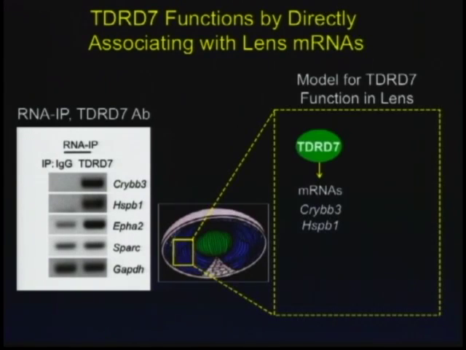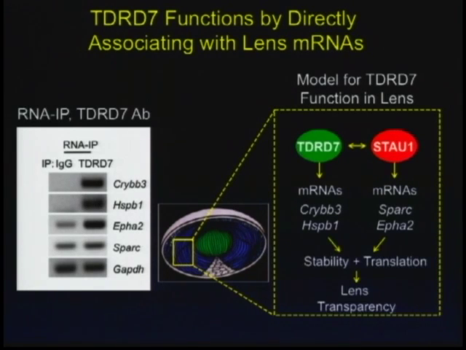So this allows us to generate an elegant model where we think that Tdrd7 protein is directly binding, or in a complex more directly binding, to beta B3 crystallin and HSPB1 transcripts, or through its interaction with Staufen-1 in the lens fiber cells, which interacts with Sparc and EphA2, may be able to stabilize these mRNAs and control their translation to maintain lens transparency. Now, this model has to be tested in future studies.